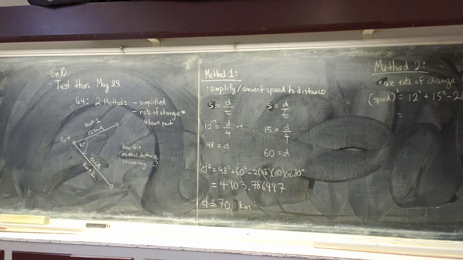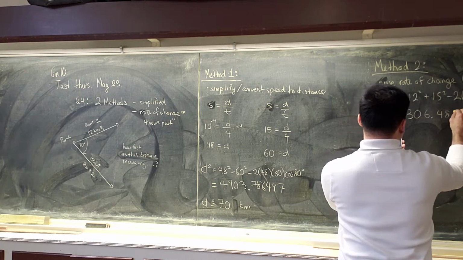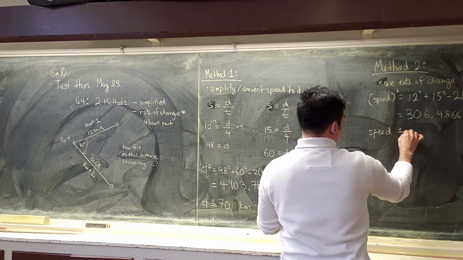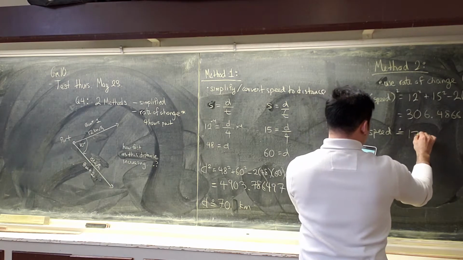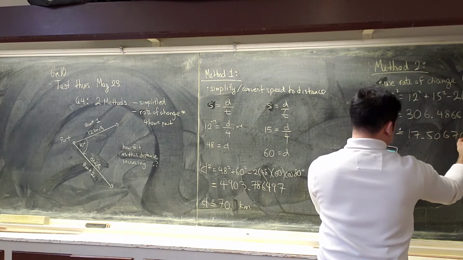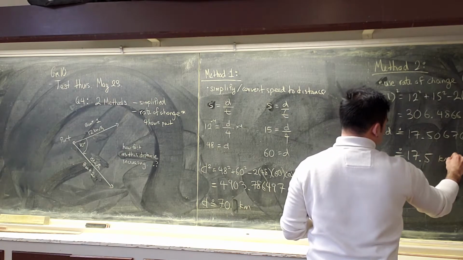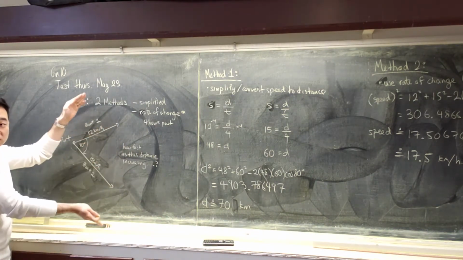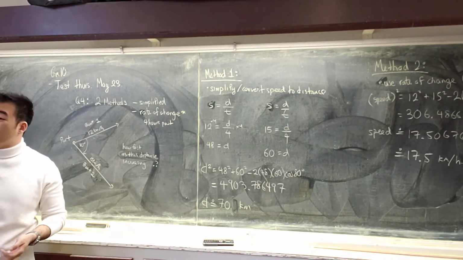2 times 12 times 15 times cosine. That becomes 306.486656. And so the speed is about the square root of that, 17.506763, which is about 17.5 kilometers per hour. In other words, this dotted line is getting larger and larger by 17.5 kilometers every hour.